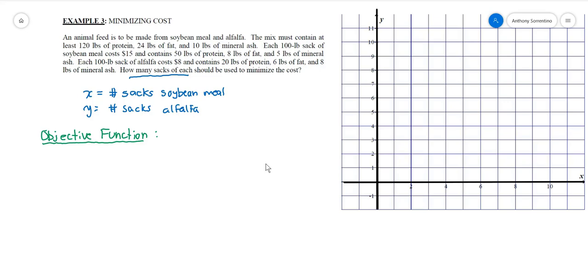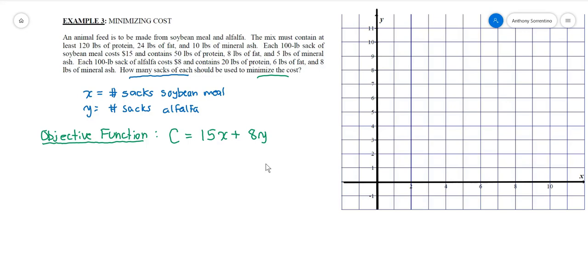It's going to be cost. We want to minimize the cost, so the cost is going to be, well, each X is $15, so $15 times X would tell me how much that would cost for the soybean meal. 8 times Y would tell me how much I'd be spending on the alfalfa, and adding them together would give me the total cost. So that's my objective function. That's what I will use later.